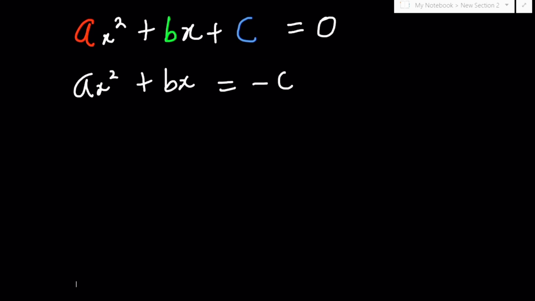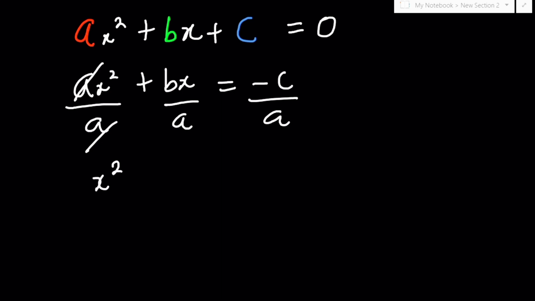Now, next we're going to divide through by a, to make the coefficient of x squared unity. We want to eliminate that a so that we just have x squared on its own. And the only way to do that is to divide everything by a, so a can cancel a. And then we now have that x squared plus bx over a equal to minus c over a.